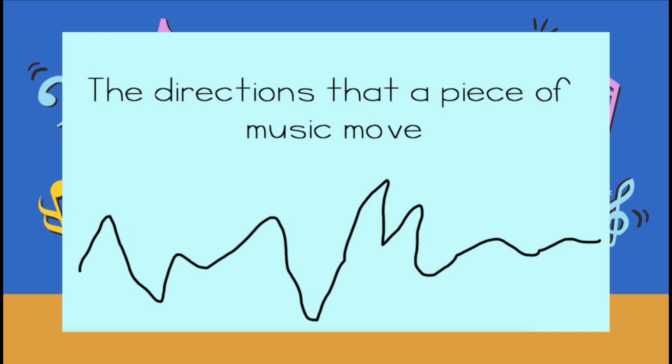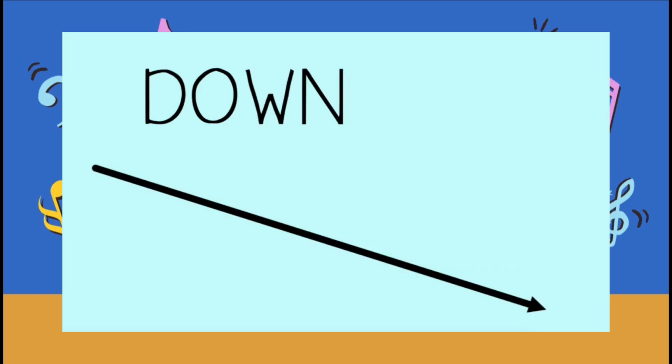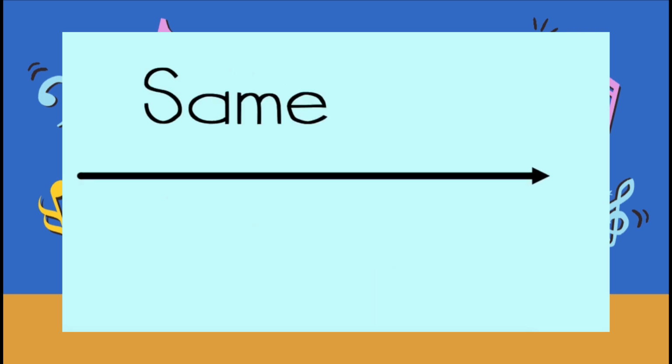Today we are talking about melodic contour. Melodic contour is the directions that a piece of music moves. There are 3 main directions that can be put together in any different order. The first is up. It sounds like this. We also have down, which is going the opposite direction.